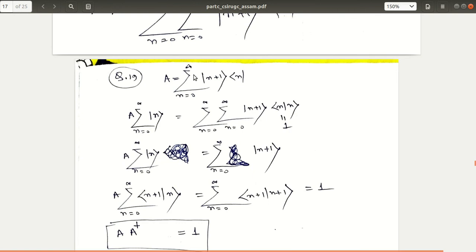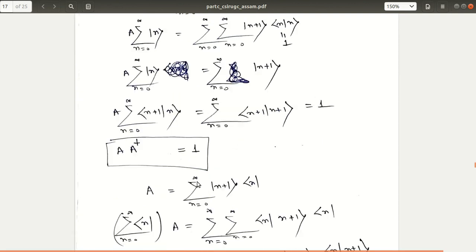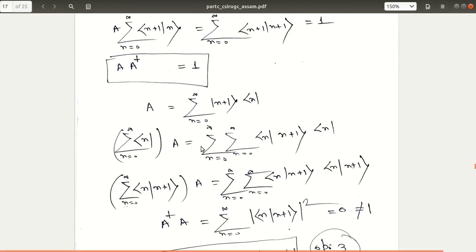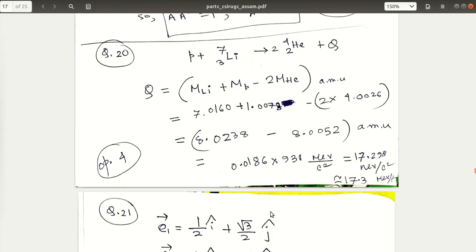So A is given as this. If you multiply the sum over n of |n⟩⟨n+1|, it will become this, and this will give you 1. Then if you again multiply it with the sum over n of |n+1⟩⟨n|, it will also become 1. So A A† will be equal to 1. But if you do the opposite, A† A, then this will be equal to 0 and this will be equal to 0 individually, so it will not equal 1. So A A† is 1, but A† A is not equal to 1, right?